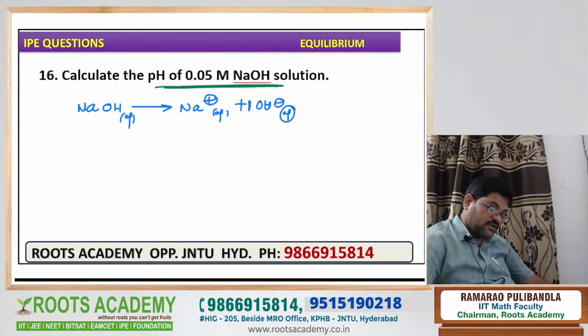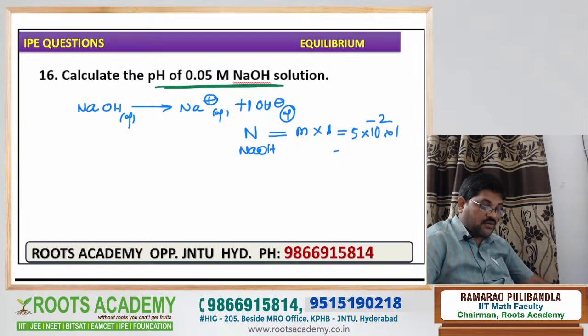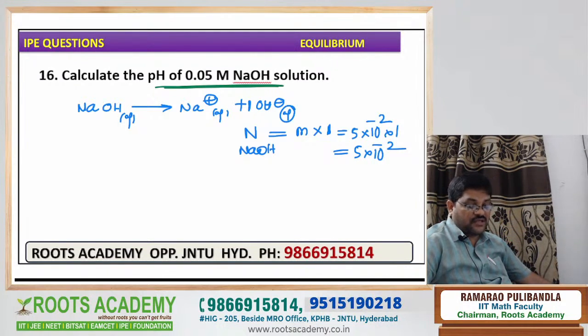1 mole. Therefore, normality of the NaOH is equal to molarity into number of the OH minus ions, which is 1. So molarity given is 5 into 10 power minus 2 into 1. We get 5 into 10 power minus 2. That is the normality of the NaOH.